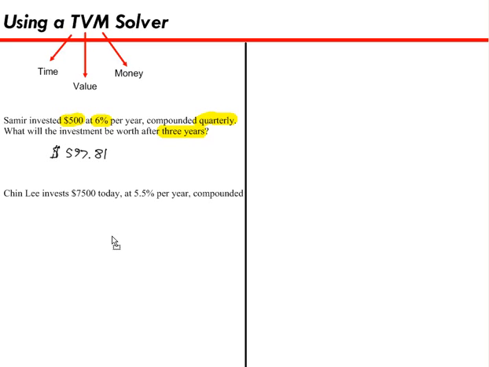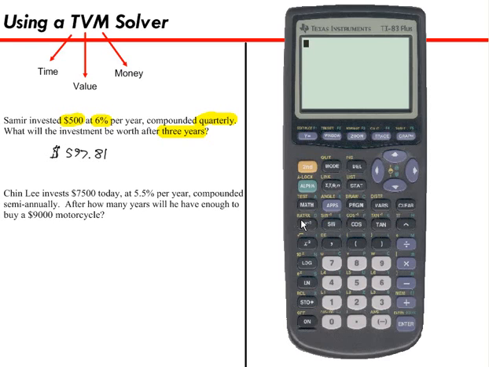Let's have a look at one more problem using the TVM solver. Chin Lee invests $7,500 today at 5.5% per year, compounded semi-annually. After how many years will he have enough to buy a $9,000 motorcycle? All right, let's go for it. Let's bring in our calculator one more time. And I'm going to get to the TVM solver by hitting apps, then enter on finance, then enter on TVM solver.